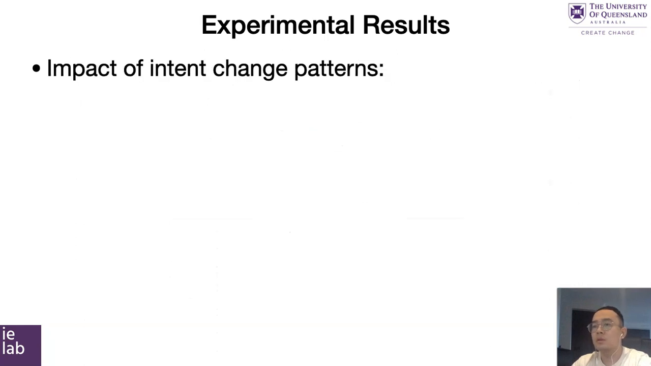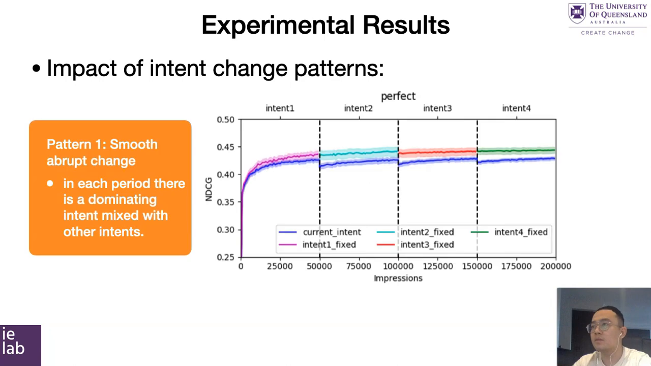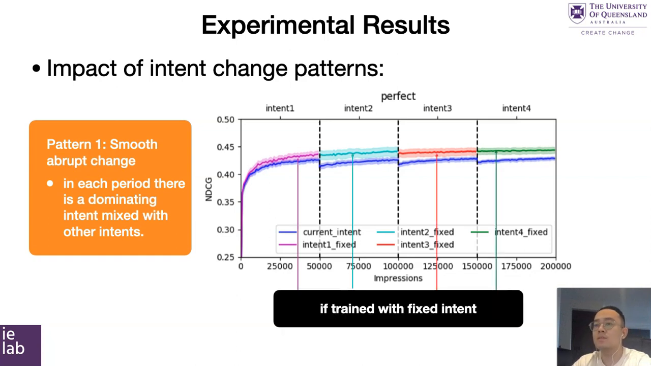For the experiments I've shown in the previous slides, the user intents always abruptly change to another intent at the interchange point. However, this will not be the case in the real world. Hence, in our paper, we also investigate different user interchange patterns. The first interchange pattern we investigate is called smooth abrupt change, where we consider there is one dominant intent at each slot, but mixed with other 3 intents.